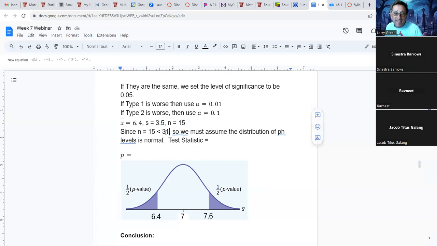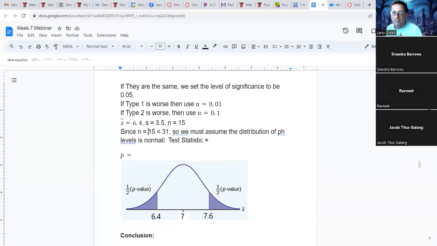But if N is less than 31, then we must assume the distribution of pH levels is normal, which may not be true. So that's a big, weird assumption. But with this example, that's what you'd have to do.